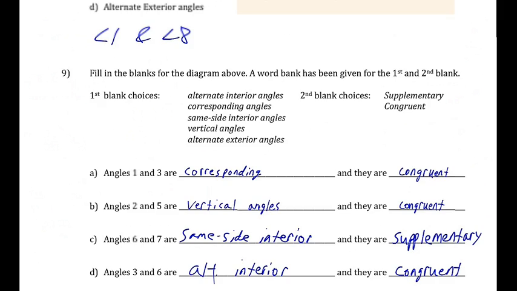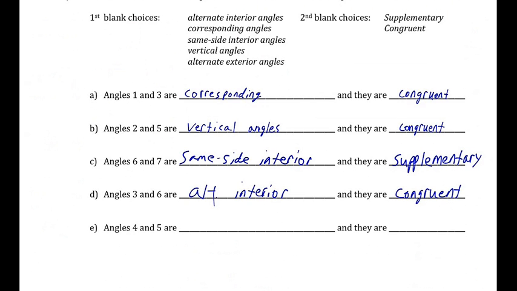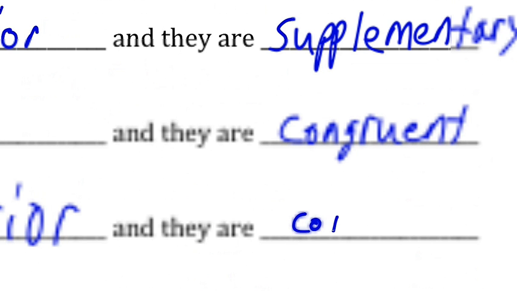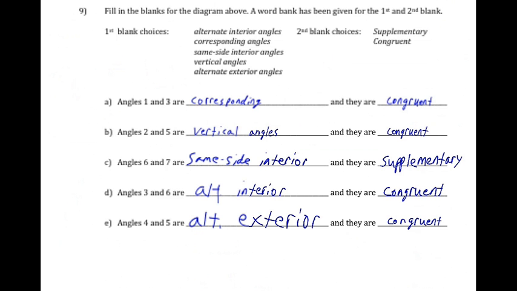And then the last one's kind of similar. Angles 4 and 5 are alternating, but they're on the exterior, so that's alternate exterior. Alternate exterior. And they are also congruent. So everything should be congruent except the same side interior angles are always supplementary.